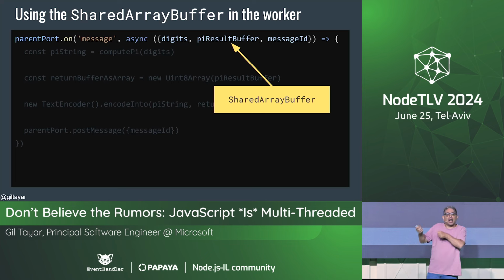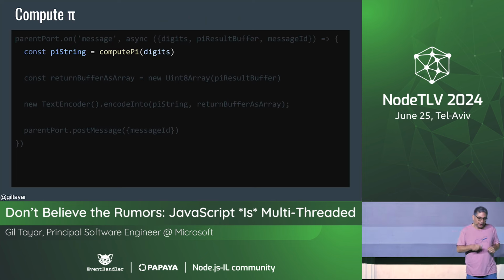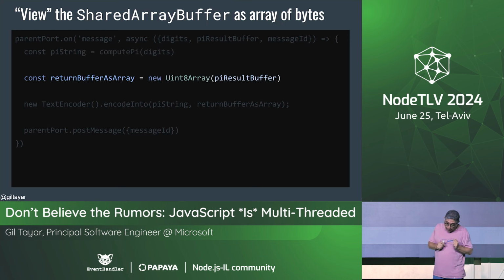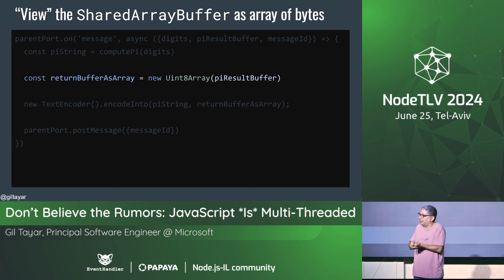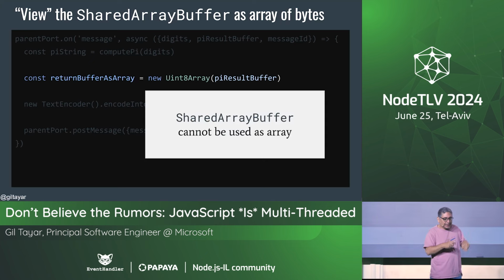As I get the pi result buffer, that's the buffer that I want to insert the result in. I compute pi. Doesn't really matter how. You can look at it in the GitHub repo. Not very interesting, and there's a bug there. Pi string, I get a string with the digits. Now, I take the shared array buffer. It's a buffer, but I can't access it by itself. I have to view it. It can't be used as an array.